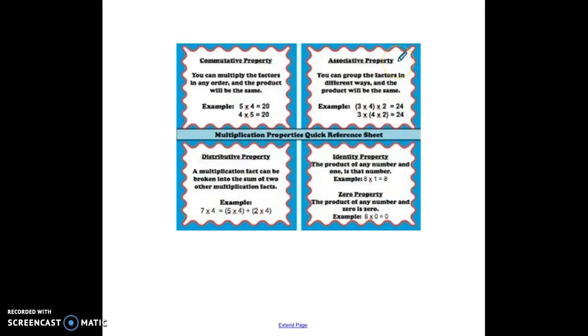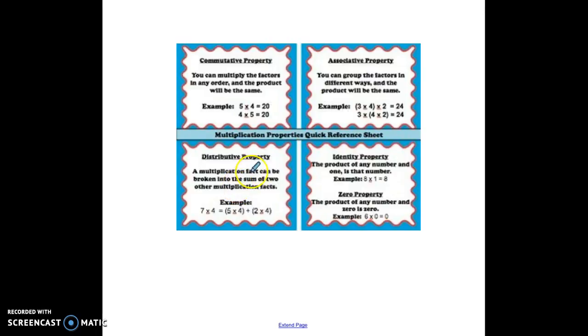The associative property says you can group the factors in different ways and the product will be the same. So when we're multiplying, it doesn't matter if I do the parentheses 3 times 4 first and then times it by 2, or if I do 3 times and then I do 4 times 2. I will get the same answer. They associate. I think of like friends. It doesn't matter how they hang out, you're going to get the same answer when you're talking multiplication.